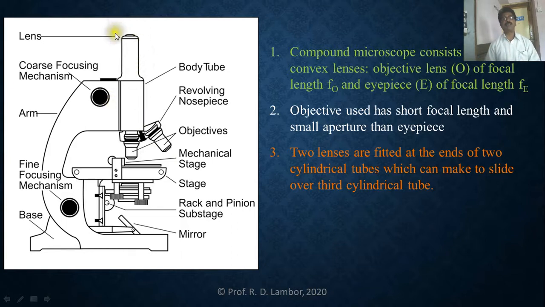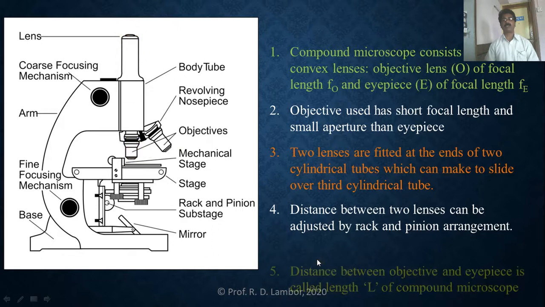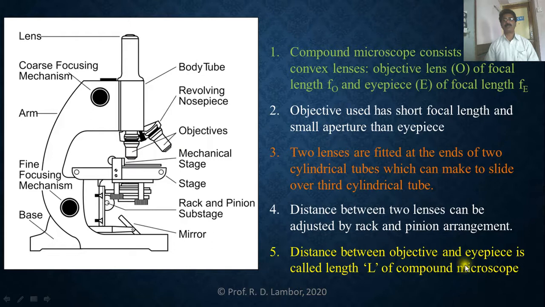The distance between the eyepiece and objective can be changed by the rack and pinion arrangement. See here, the distance between the two lenses, that means eyepiece and objective, can be adjusted by the rack and pinion arrangement. Here that is shown. Now, in the case of a compound microscope, the length of the compound microscope is the straight distance between the eyepiece and objective. See here, the distance between objective and eyepiece is called the length of the compound microscope, which is given by capital L.